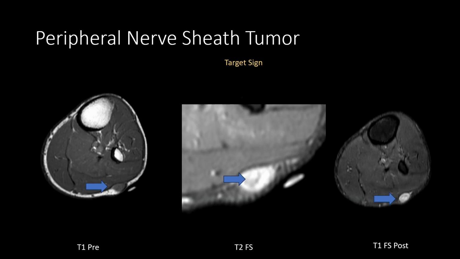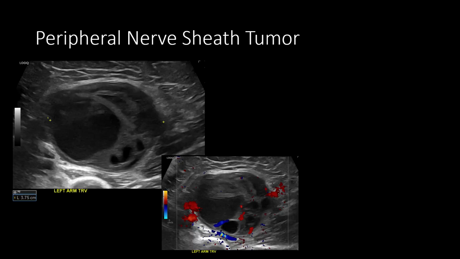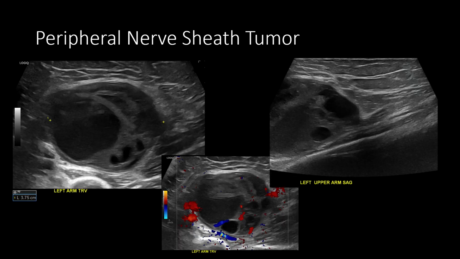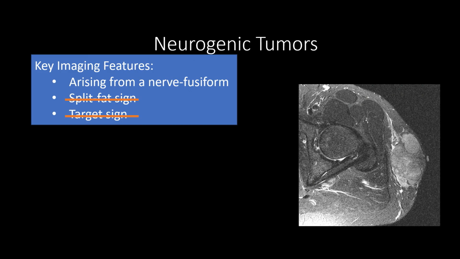I really like the target sign. I find it to be a pretty reliable imaging feature. And then ultrasound can be helpful, but sometimes these things can look pretty ugly and complex. This was one that we felt pretty confident we could see the ulnar nerve running into this lesion, so we called it a peripheral nerve sheath tumor.